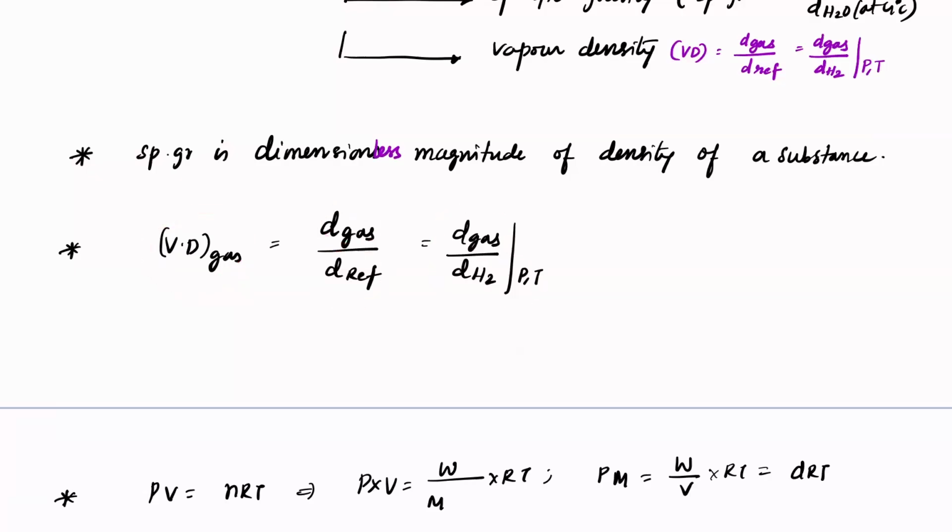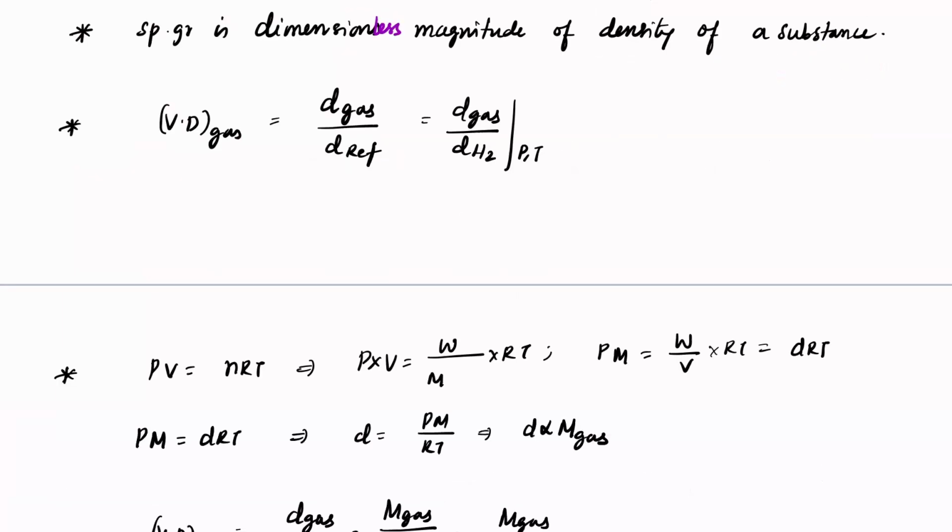by the density of hydrogen. And see, we know PV = nRT is valid for any ideal gas. If I take this volume term to the right hand side, the number of moles I write as weight by molar mass. So what I get here is weight by volume on one side, and the molar mass I pull to the pressure side, so I write it as P × M = W/V × R × T.